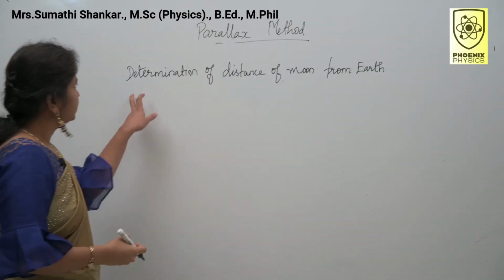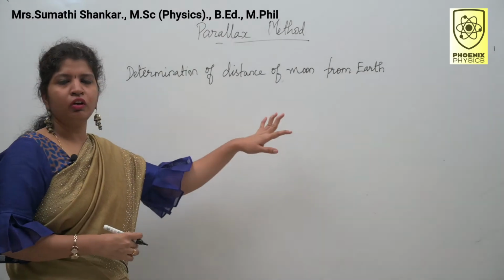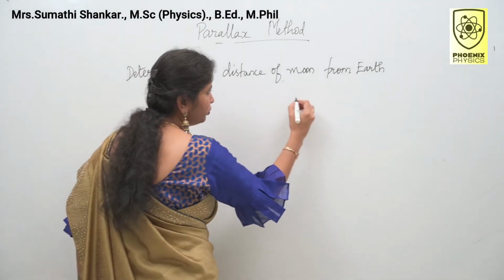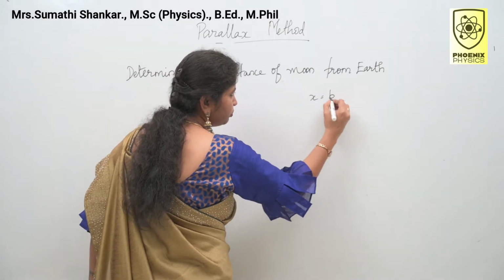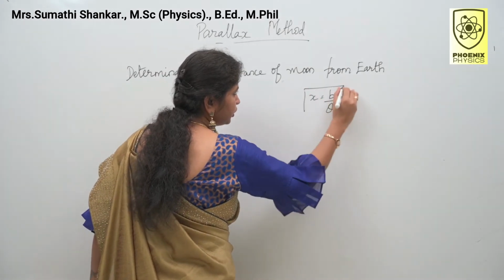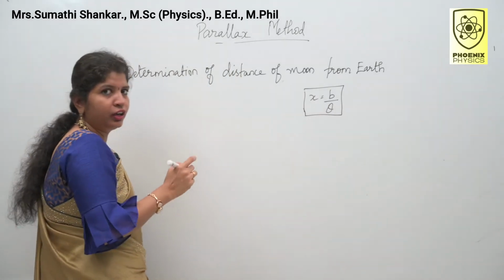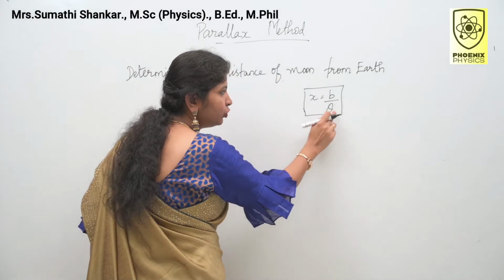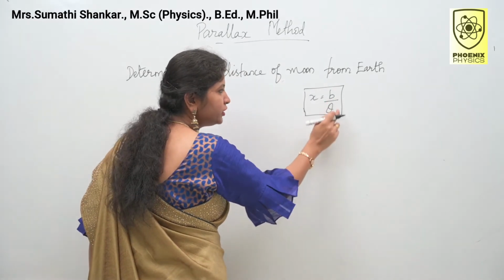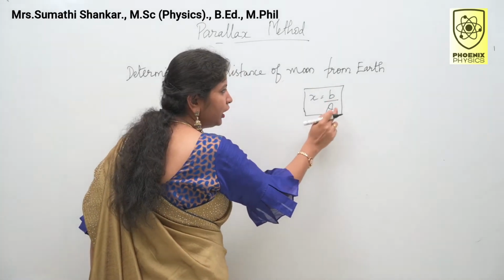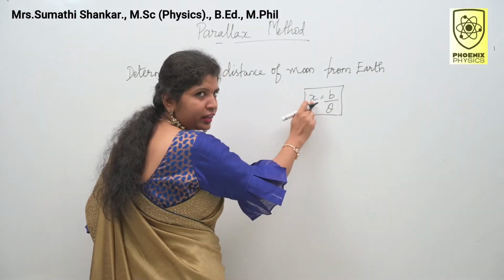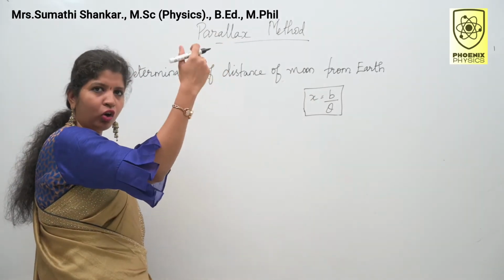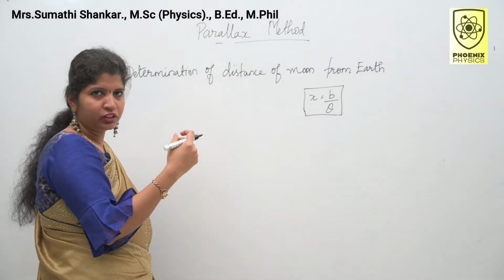Next is the determination of the distance of the moon from the earth. Just now we derived one formula, x is equal to B by theta. Okay, keep it in mind. We are going to find this theta. If you know the value of theta, you can easily substitute in this formula and find x. What is x? The distance between the faraway object and the point of observation.